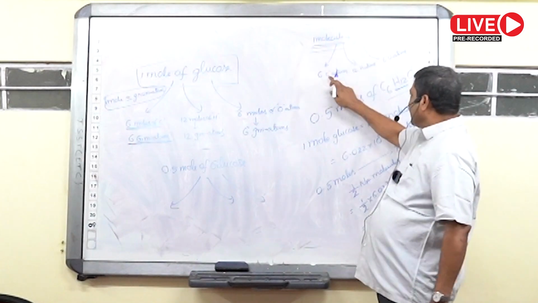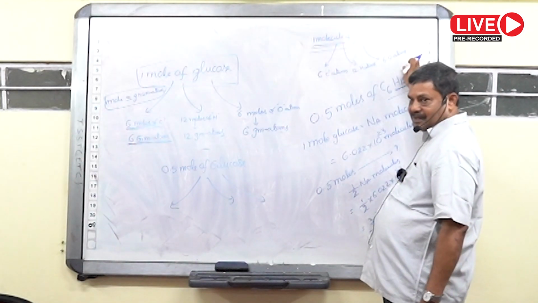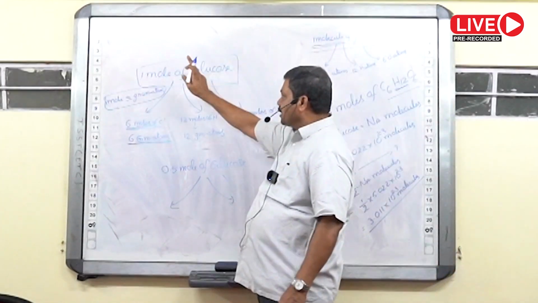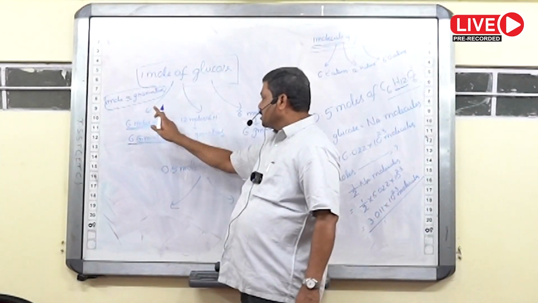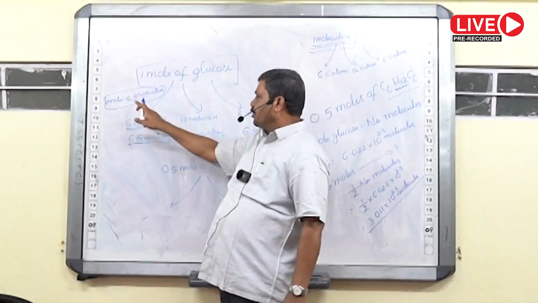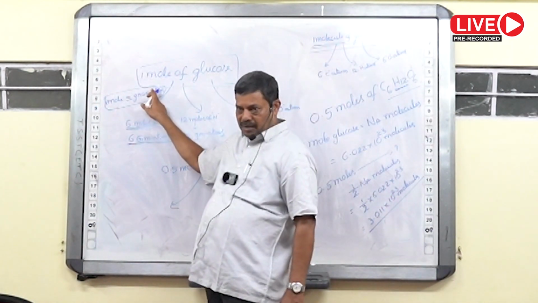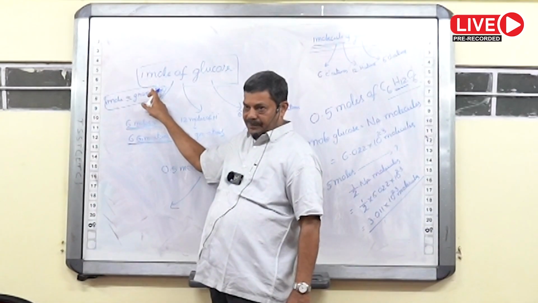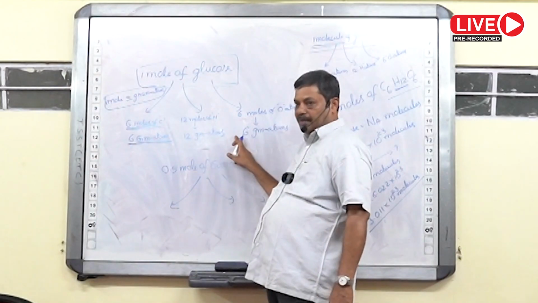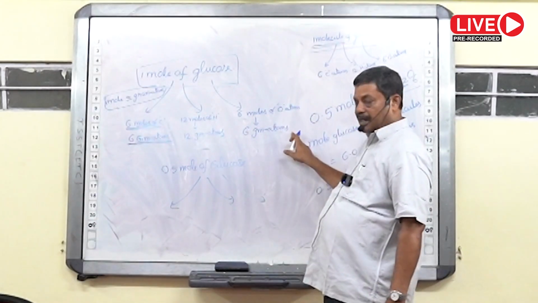1 molecule contains 6, 12, 6. If I take 1 mole, it is 6 moles, 12 moles, 6 moles. Mole has one more synonymous word, gram atom. 6 moles means 6 gram atoms, 12 gram atoms, 6 gram atoms.